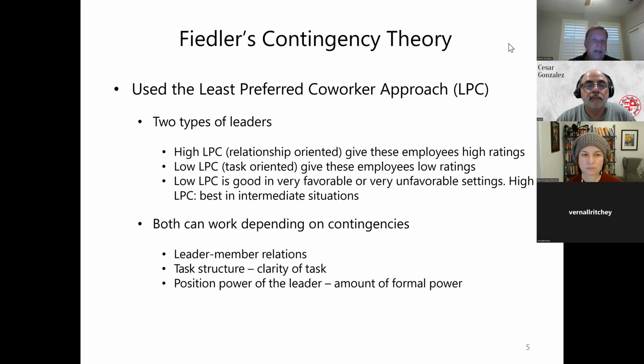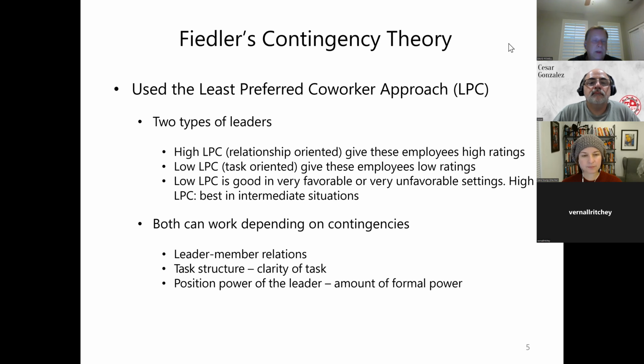How clear is the task? Is this a task that needs to be explained? You need a whole lot of direction, a whole lot of instruction, or is this a task that's pretty straightforward, that your employee already knows how to do and they don't need a whole lot of that direction?